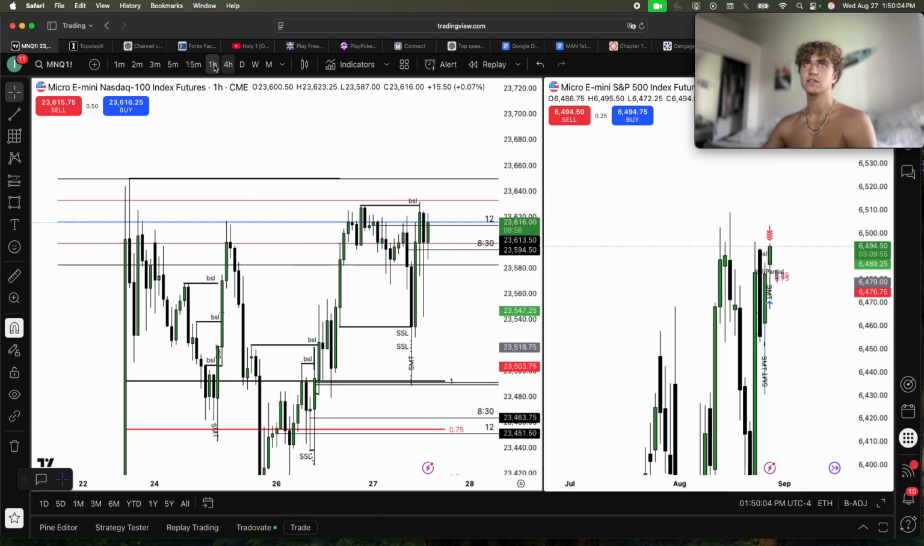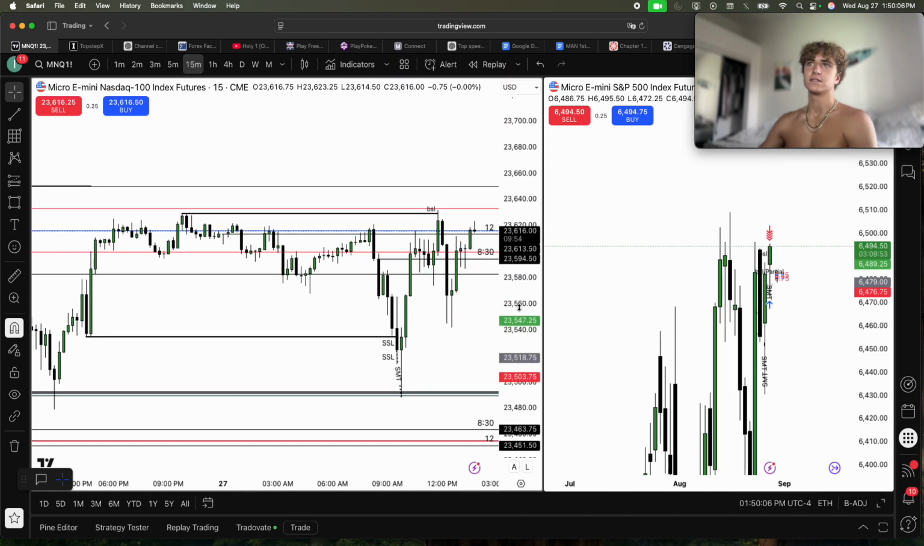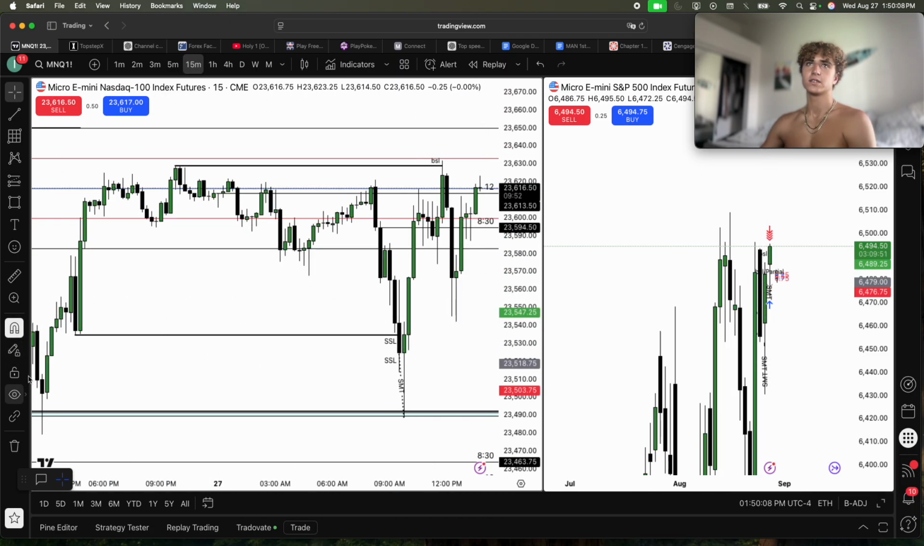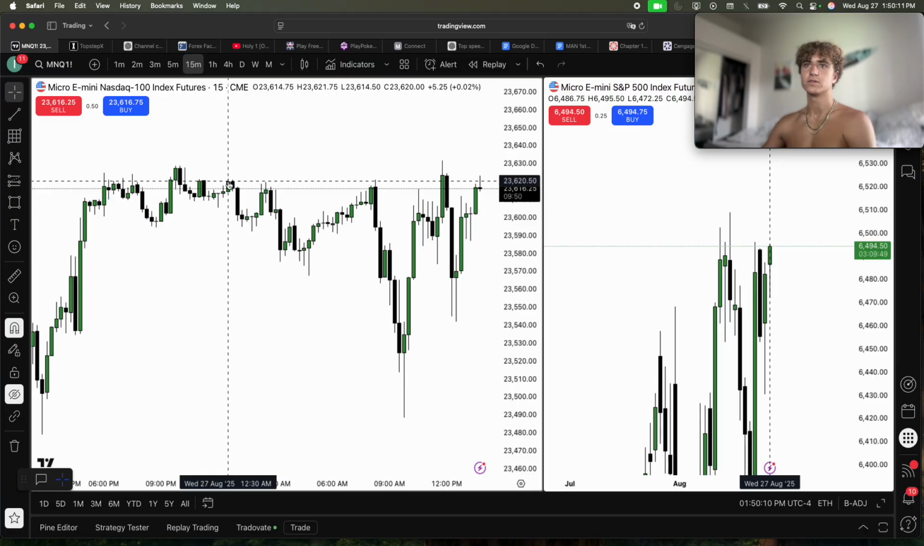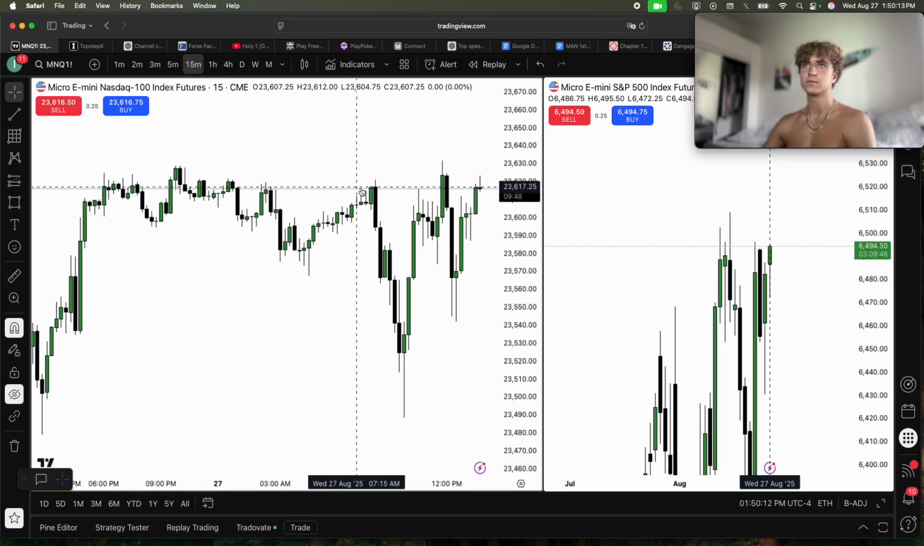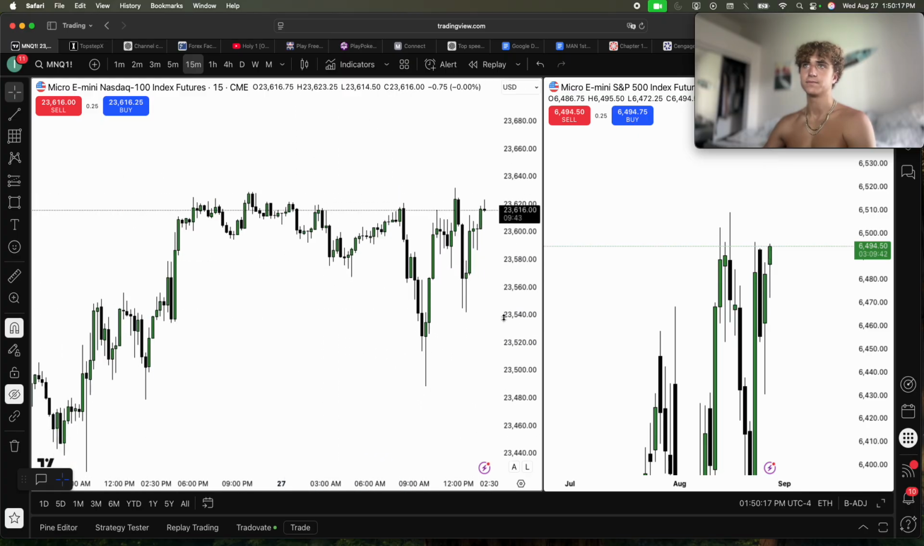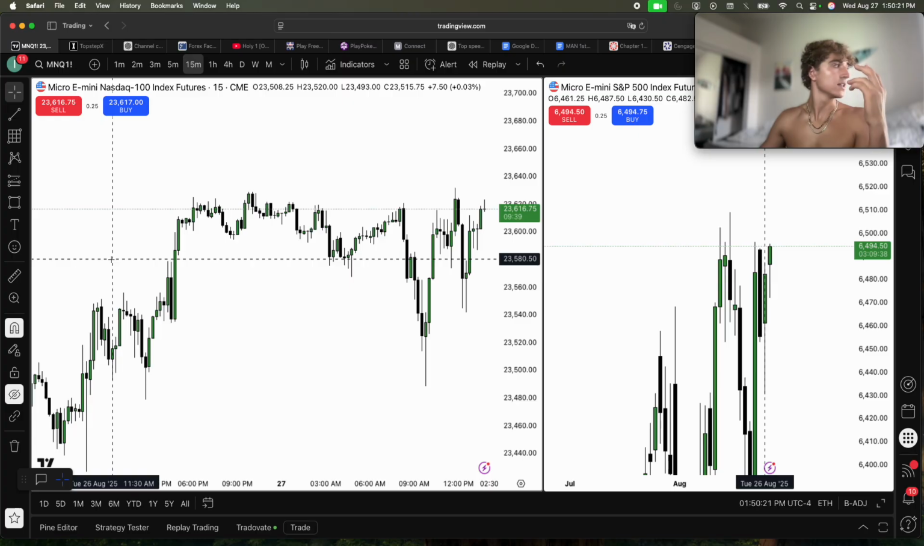So I was kind of loosely biased, but then I realized, going into the session, that our midnight open is around here, and we've been dumping since our midnight open. 8:30 was right here, and we have been dumping. What has been the common occurrence of this week so far?